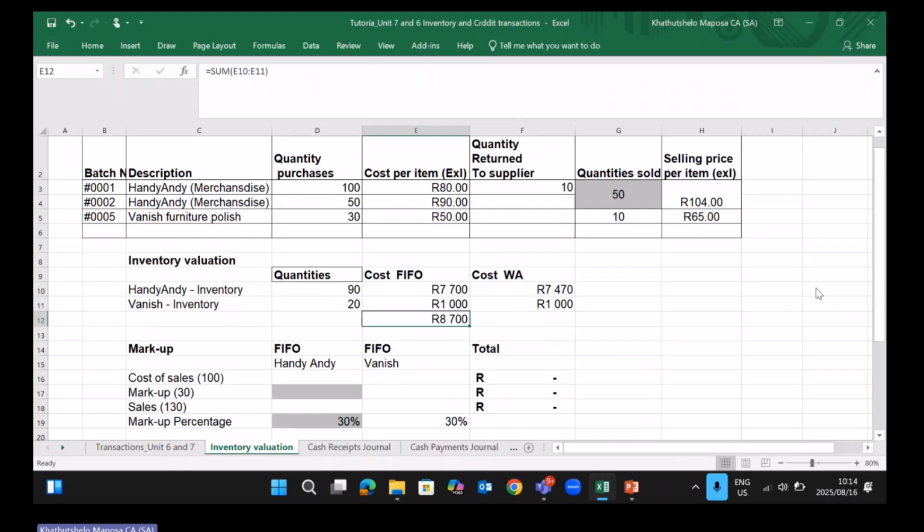Yes, remember we're determining the cost here. Okay, thank you so much.